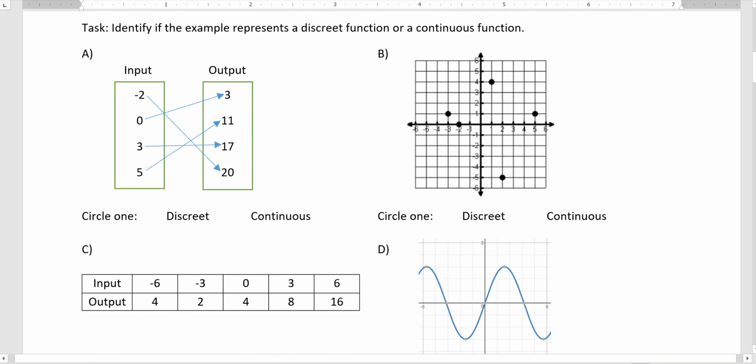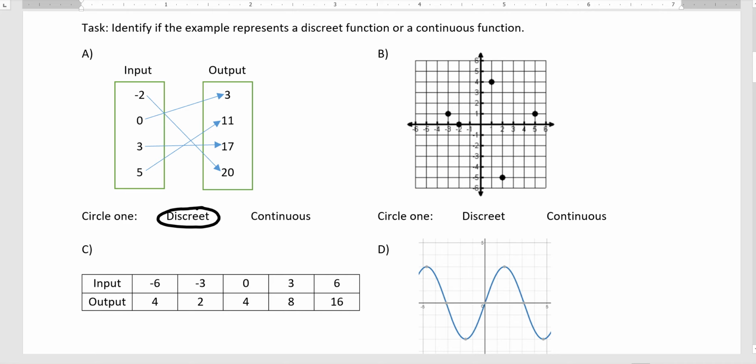So looking at letter A. My inputs are -2, 0, 3, and 5. Is this discrete or continuous? Well, this would be discrete because I don't have any decimals here. All I have are 4 inputs. Anytime you can say a specific number of inputs or a specific number of points, it's going to be discrete.